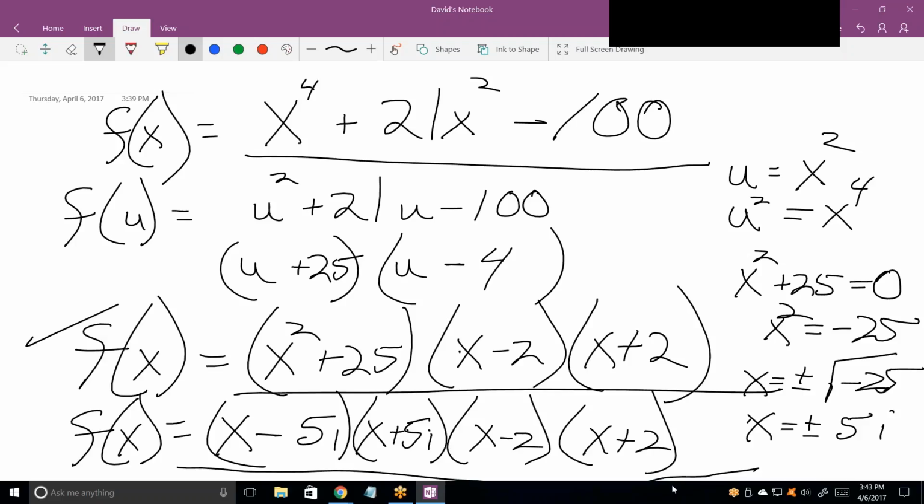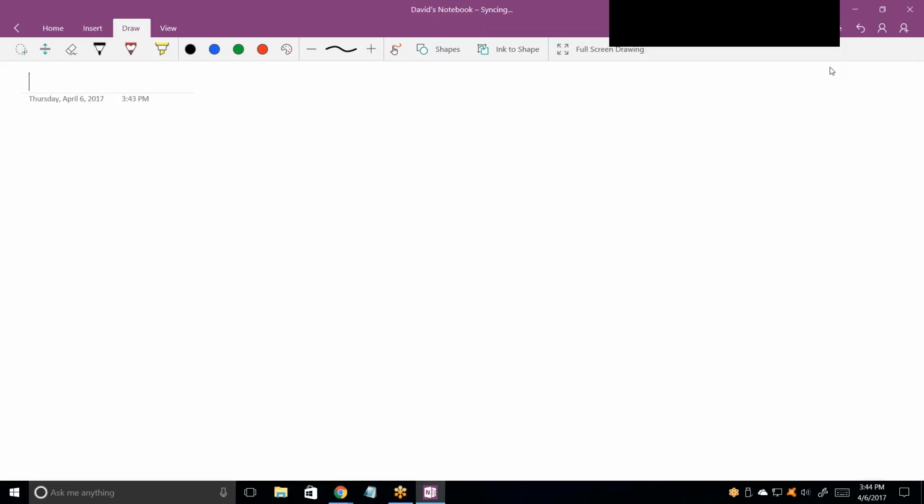And they will typically say that. So it just kind of depends on the teacher and the instructions. Yeah, I think our teacher usually wants us to find all four of those factors, like with the i's and everything. Okay. So here's another one.